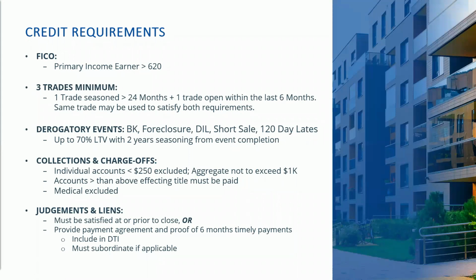Because these are manual reviews, we are going to look at the trade lines. So we have a trade line minimum of 3, and 1 trade needs 2 years seasoning. 1 trade needs to have been open within the last 6 months. So we can actually use the same trade to meet both of those requirements. So for example, if my borrower has a 30-month-old trade that he closed 2 months ago, and any other 2 trades, open or closed, that is sufficient. So it really results in no open trade lines being required.